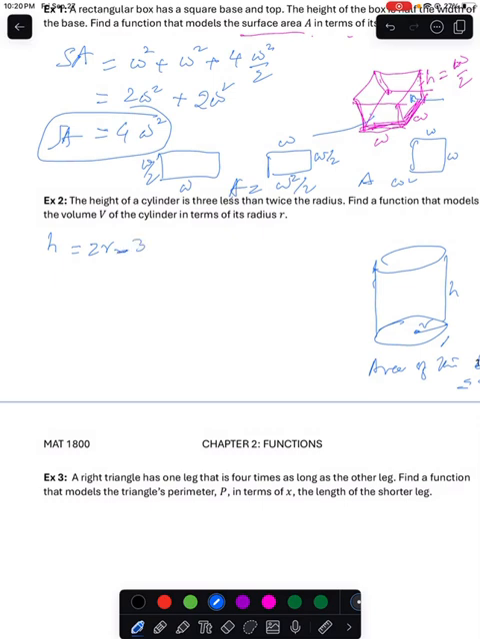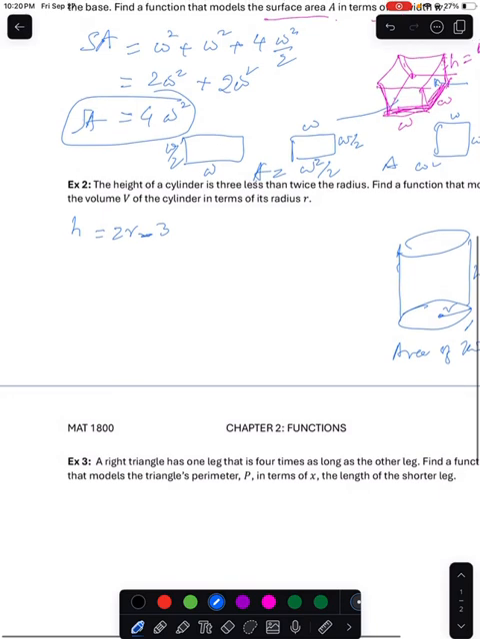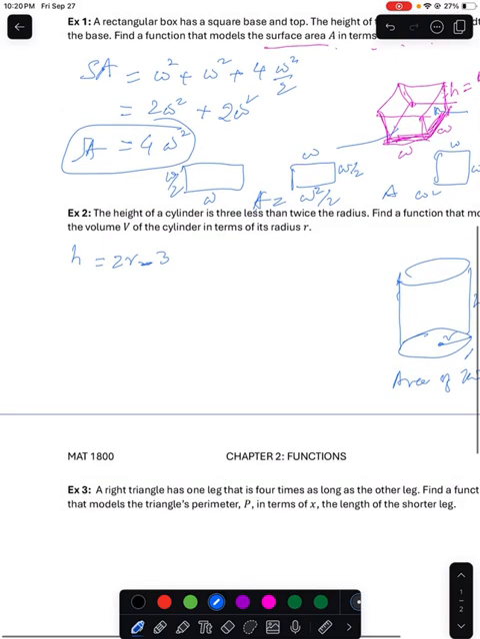Now it is saying find a function that models the volume of the cylinder. So what is the formula for the volume of a cylinder? For any cylinder, you have the area of the base multiplied by the height. So volume is equal to pi r square times h.